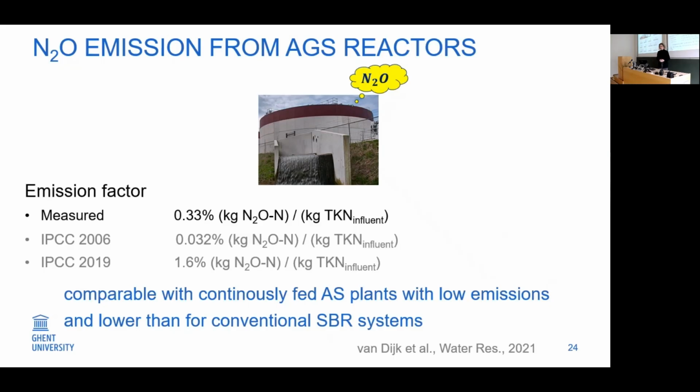In all the studies that have been done, also over time, this is something which cannot be quantified just as such by a single number. But the measured value was comparable to these continuously fed activated sludge plants, and it's also comparable, well, I compare it here also with the IPCC. The IPCC value in 2006 was estimated relatively low. They revised it in 2019, and then it became 30 times higher. So, which also indicates that there's a lot of uncertainty.